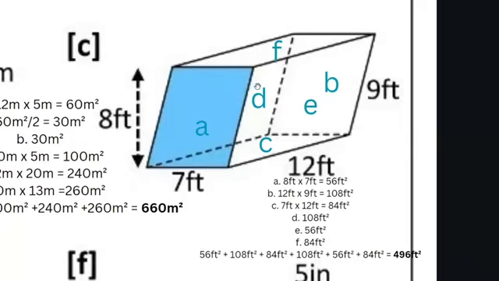To calculate A, we have to take 8 foot times 7 foot equals 56 foot square. To calculate B, we have to take 12 foot times 9 foot equals 108 foot square. To calculate C, we have to take 7 foot times 12 foot, which equals 84 foot square. B and D would be the same, 108 foot square.